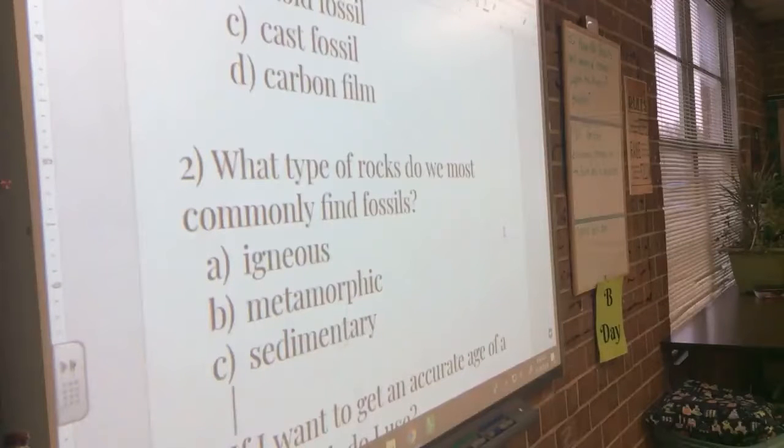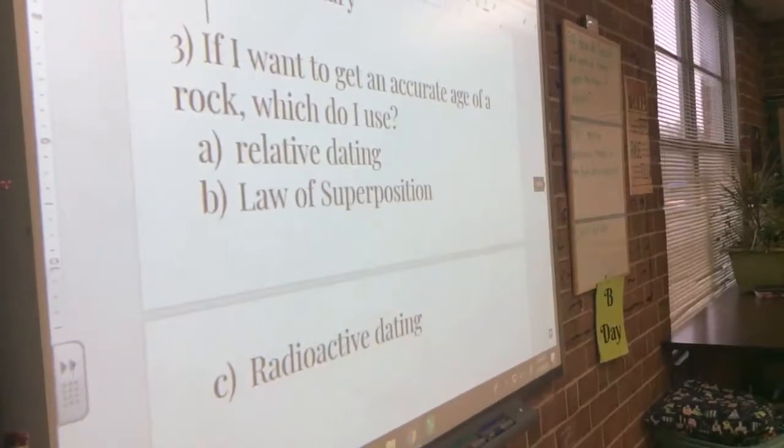Sedimentary rock, because all the other rock either melts or is under extreme heat or pressure, which is not good for preserving fossils. Sedimentary rock, sediments form around the fossils. Last one, if I want to get an accurate age of rock, which do I use?